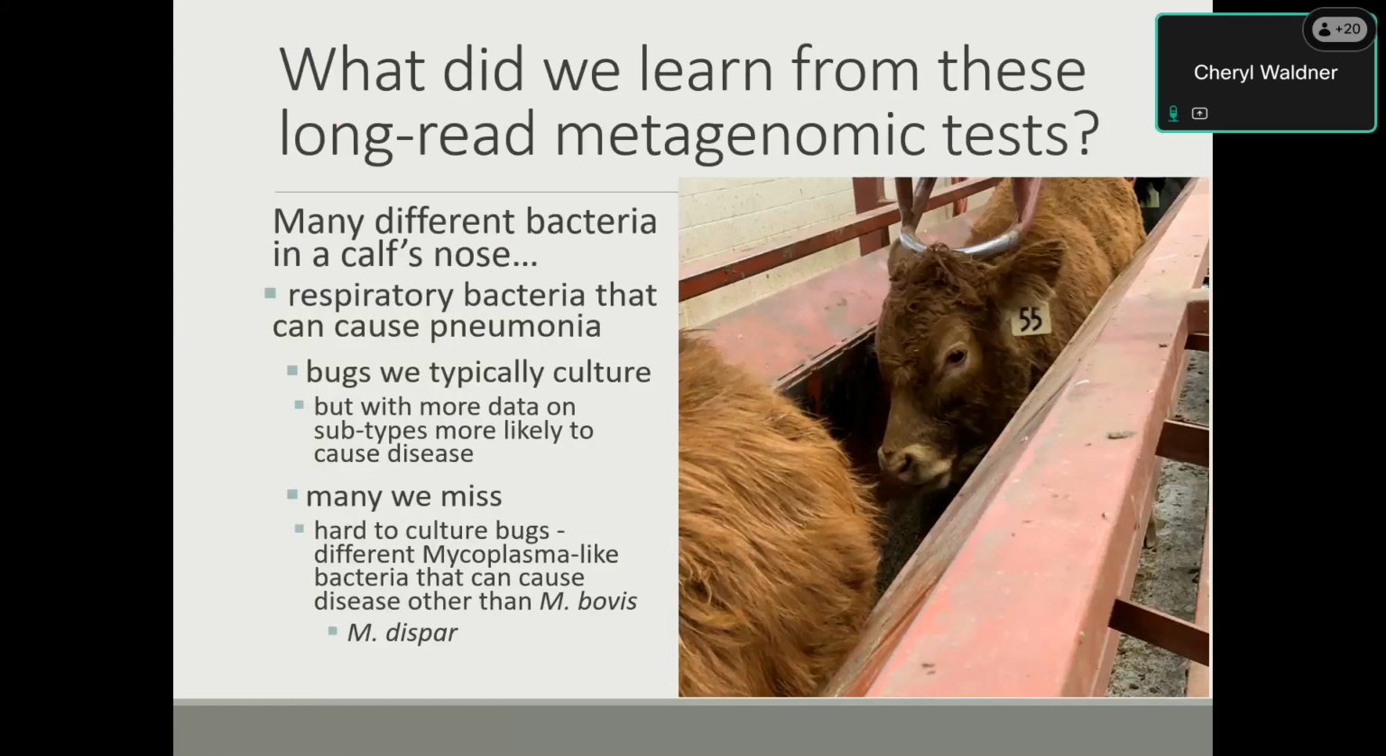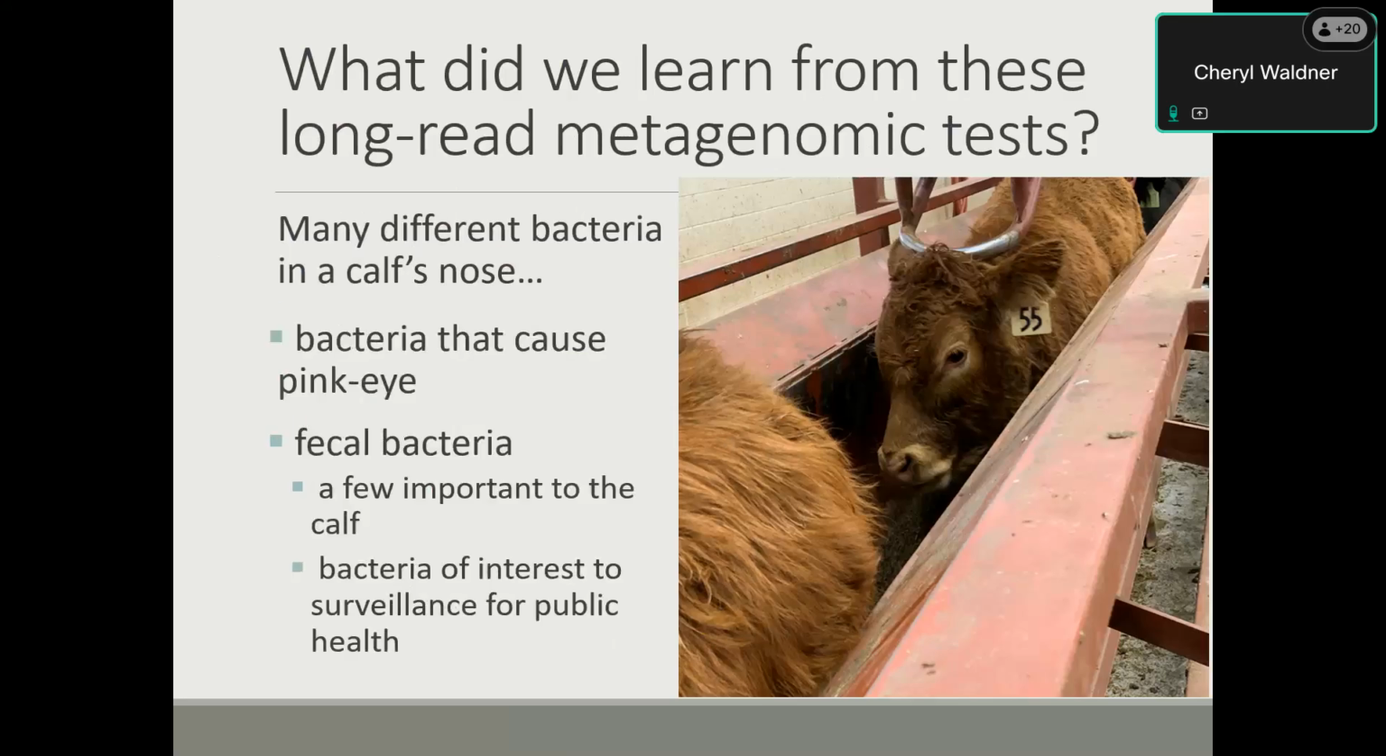We see many types of bugs that are harder to culture and that don't respond well to the enrichment phase because they just don't grow fast enough. For example, Mycoplasmopsis bovis and Mycoplasmopsis dispar. And I know there's a lot of mycoplasma type organisms that are important in human health. We can see them very nicely doing this and get a really good look at them. We also see other bacteria that just happen to be there, bacteria that cause pink eye. There's bacterial pink eye in cattle, just like there is in people. We get a really good look at that and the AMR profile of those.